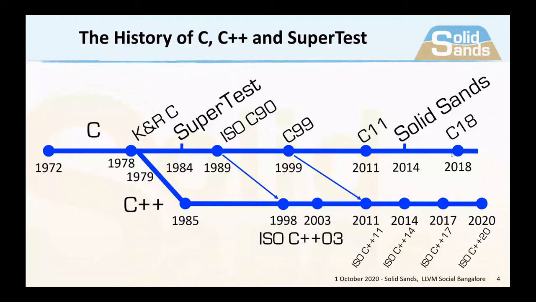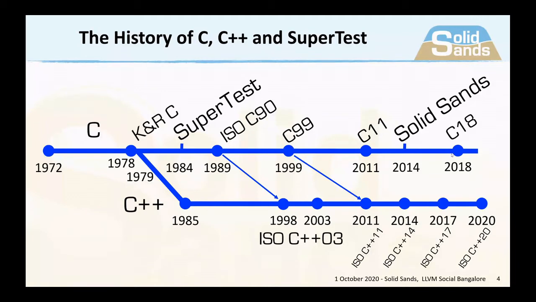Similarly, Supertest is already quite old. So Supertest dates from 1984, or at least the first test. And that's because Supertest used to be part of a compiler development company where Supertest was used to validate those compilers. So Supertest was really developed hand in hand with compiler development as well.